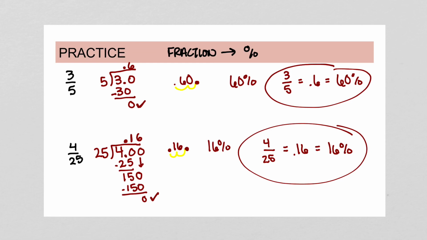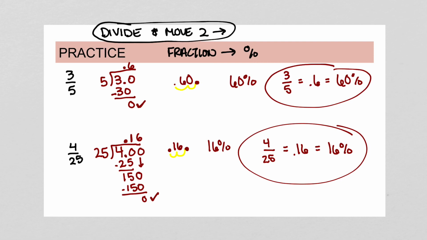But that is it. That is all you need to know to do any of our work this week on going from a fraction to a percent. Remember, what you're going to do is divide, and then move 2 places to the right. Okay? So the dividing gets you from a fraction to a decimal, and then you turn that into a percentage by moving that decimal place 2 places to the right. All right, have at it.